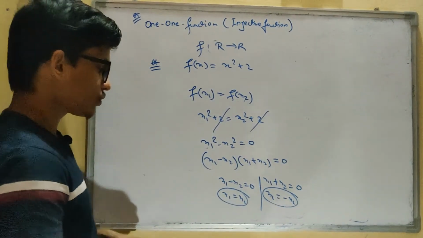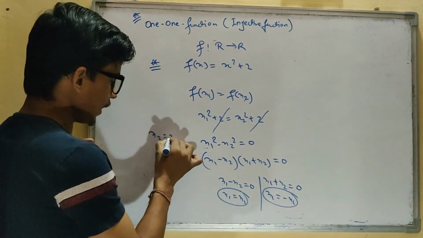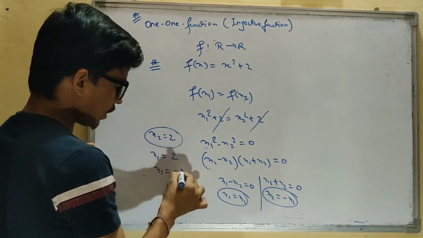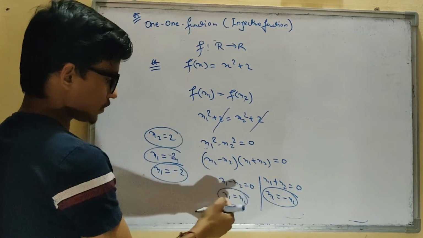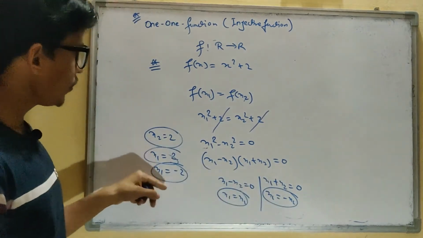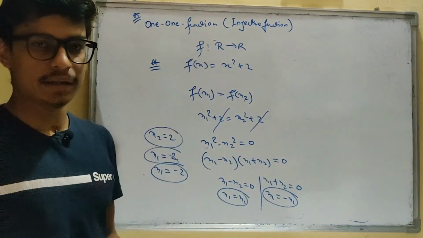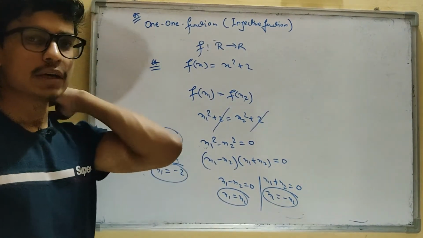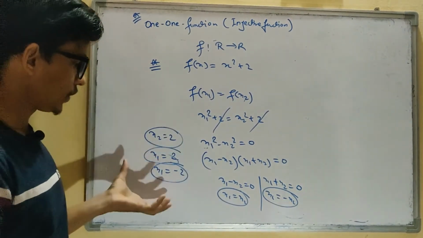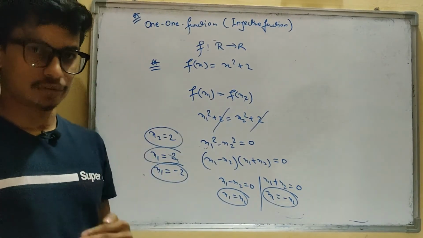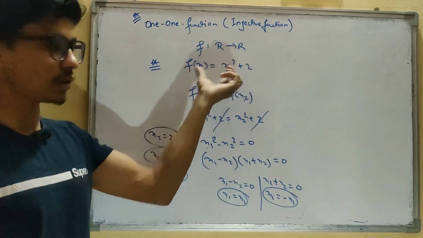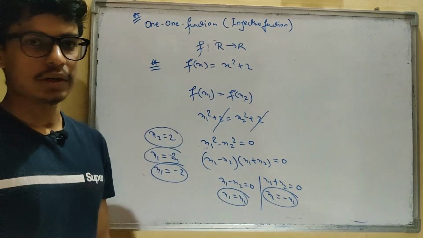For example, let's say x2 is 2. If x2 is 2, then x1 can have value of 2 and x1 can have value of minus 2, and both belong to all real numbers, means both can be considered because both are real, right? 2 and minus 2 both are real. So that is why this function is not 1-1, because there are two values of x1 for which this holds.